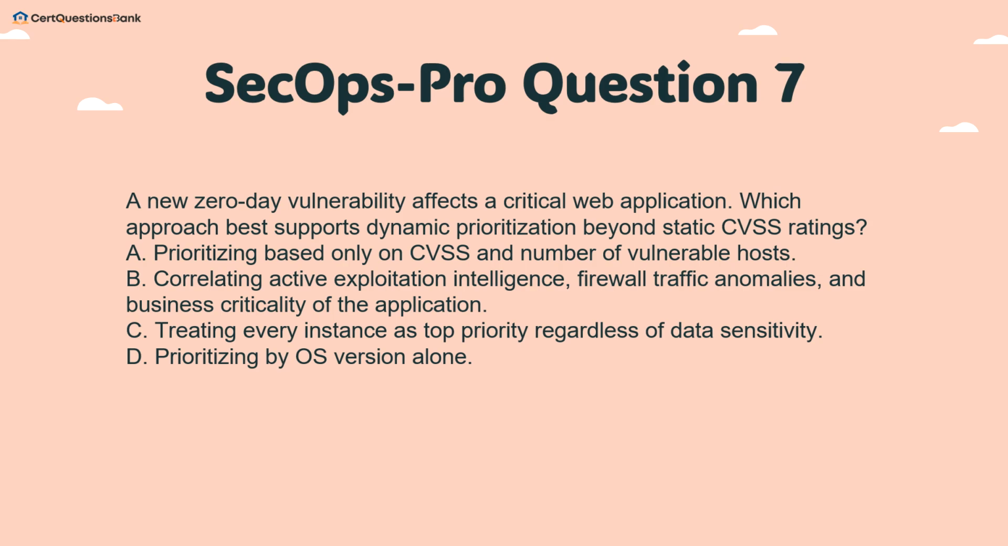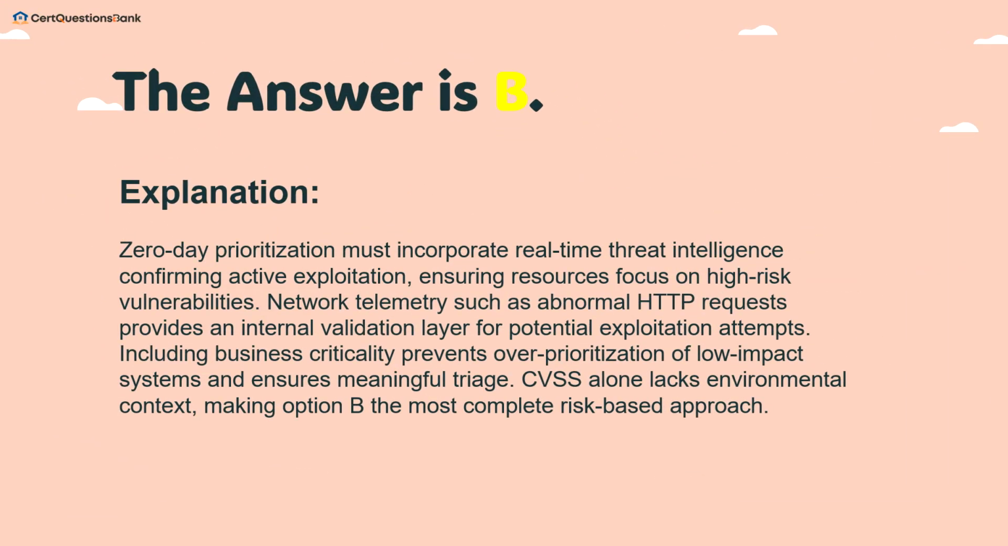A. Prioritizing based only on CVSS and number of vulnerable hosts. B. Correlating active exploitation intelligence, firewall traffic anomalies, and business criticality of the application. C. Treating every instance as top priority regardless of data sensitivity. D. Prioritizing by OS version alone. The answer is B.